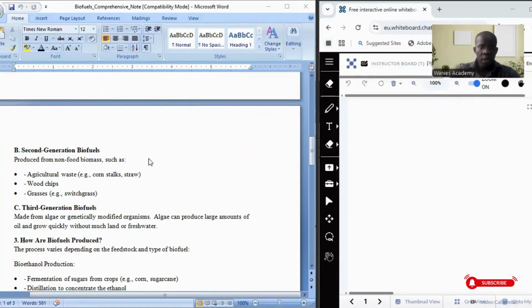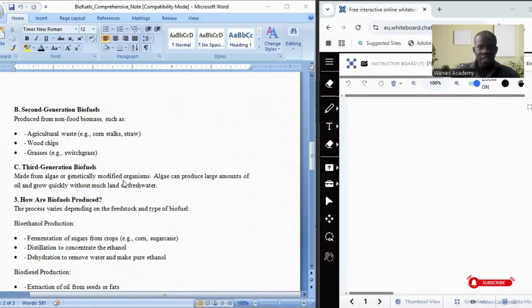So now, how is biofuel produced? How do we produce them? Now, the process varies depending on the feedstock and the type of biofuel you want to produce. For bioethanol production, number one is the fermentation of sugar from crops, e.g., corn and sugarcane. Then we see the distillation to concentrate the ethanol. That is the second stage in the production of bioethanol.